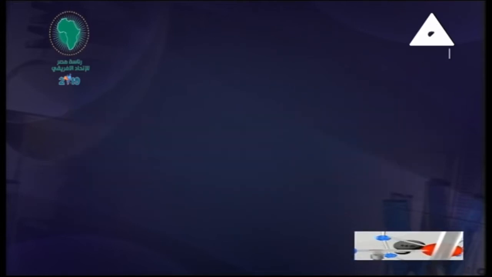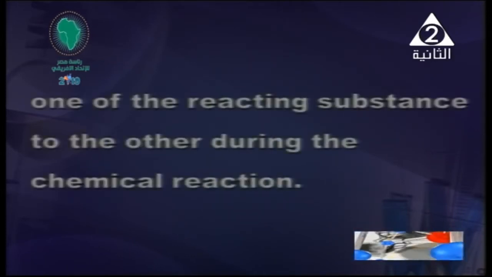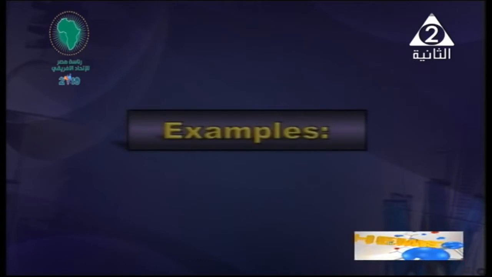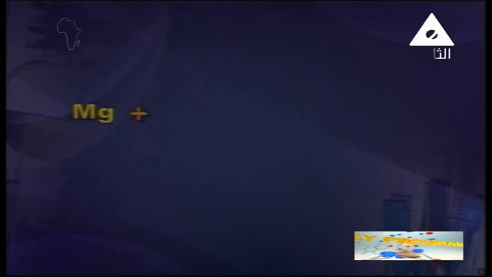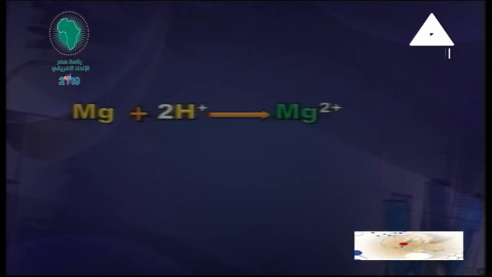What is meant by oxidation and reduction reaction? They are the reactions in which electrons are transferred from one of the reacting substances to the other during the chemical reaction. For example, Mg plus 2H+ gives Mg2+ plus H2 evolves.